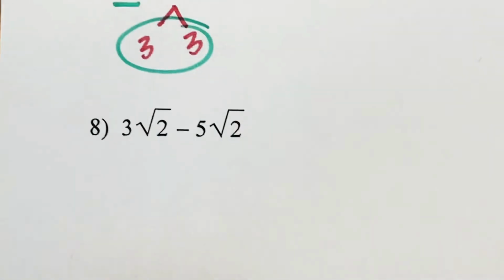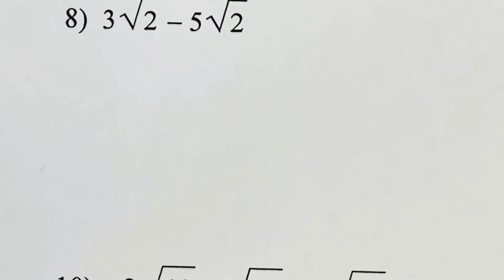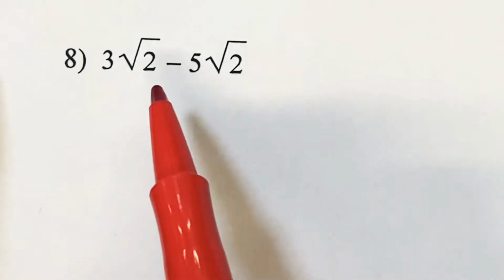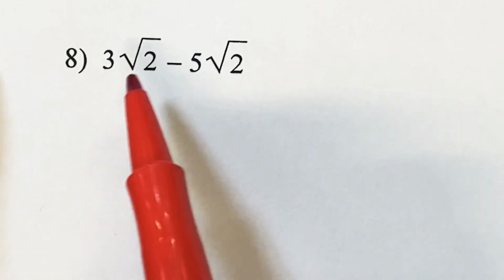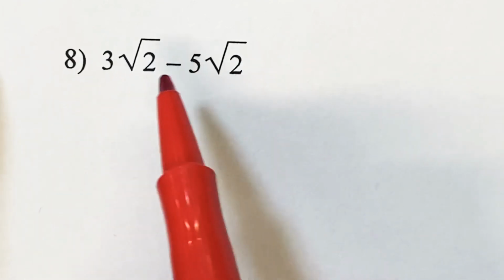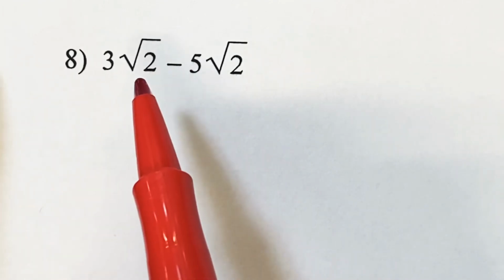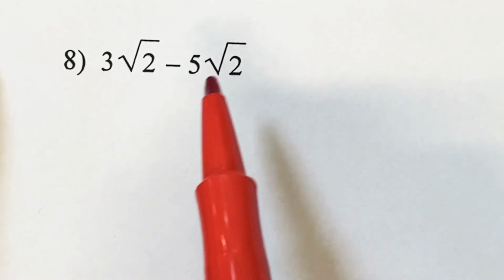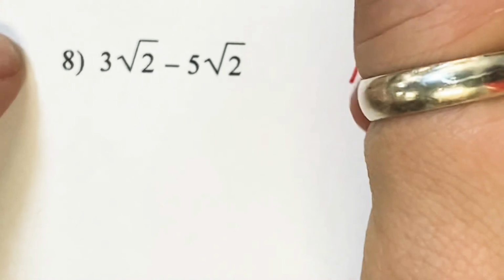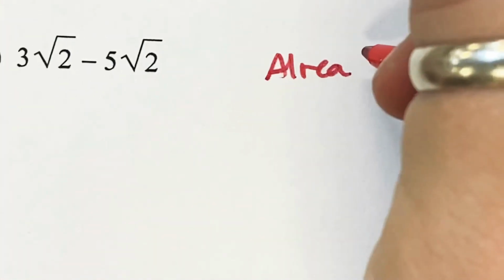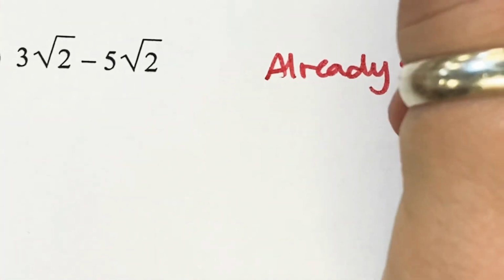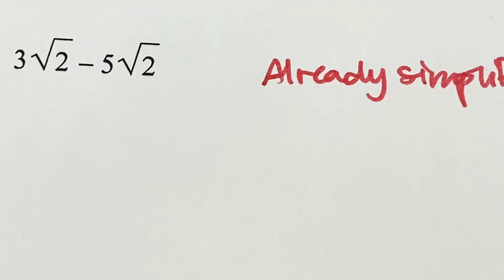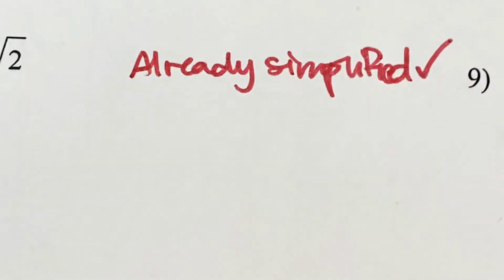Okay, so the first thing we need to do is simplify the radicals if possible. Okay, very important, that if possible. So let's look at these 2's. Okay, you're always looking at the number inside the radical in order to simplify. Okay, we can't break 2 down to get any pairs. They're already simplified. Okay, so these guys are already simplified on number 8. Check. So we don't have to simplify them.